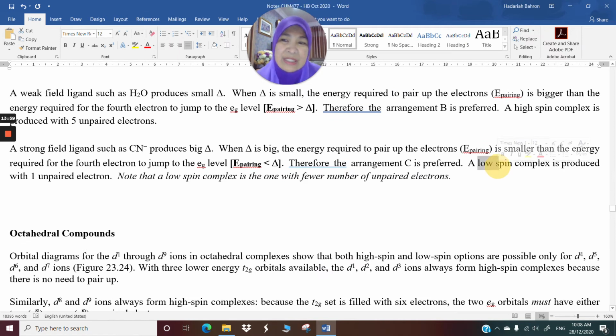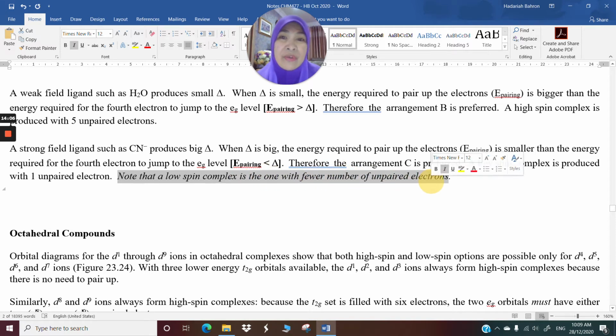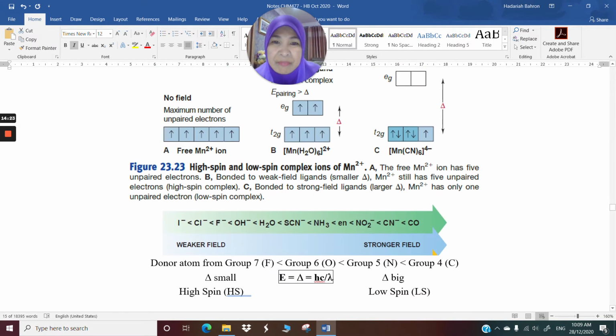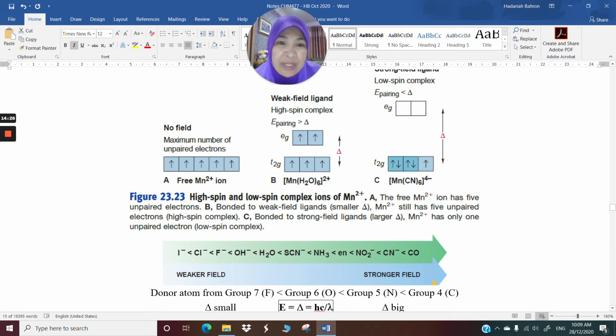And a low spin complex is produced with 1 unpaired electron. Note that a low spin complex is one with the fewer number of unpaired electrons. That's why we say it's low spin, because each electron will have its own spin. So when there are two, the spin to the top will be cancelled by the spin of the electron going the opposite way, because when you're pairing up electrons, you cannot have both electrons orientated to the top. One has to go to the top, one will be to the bottom.